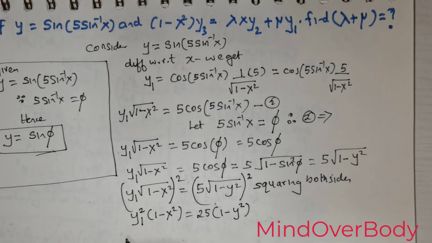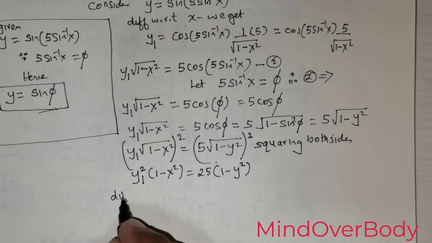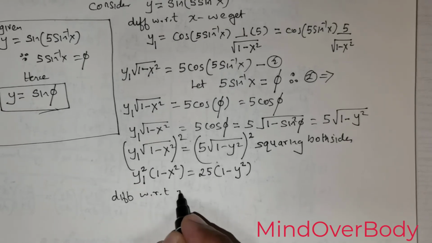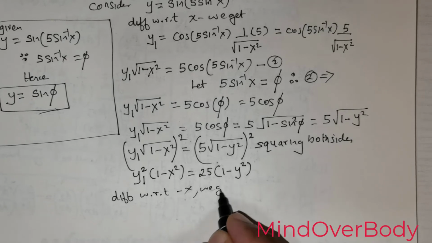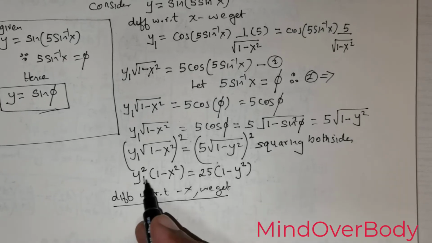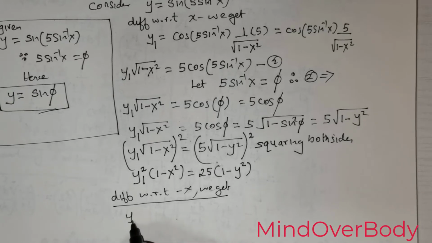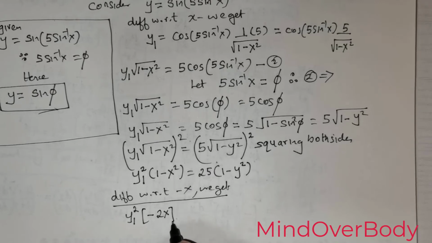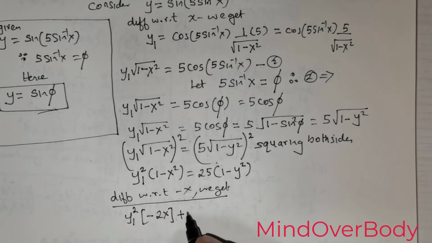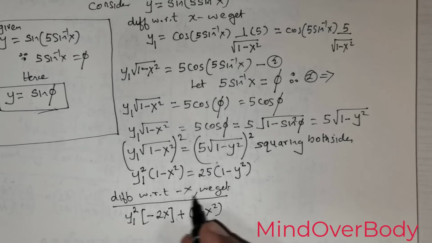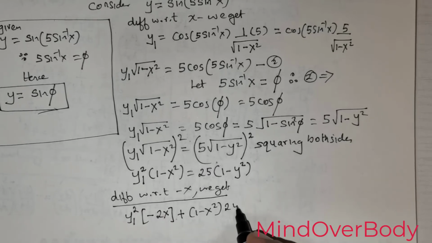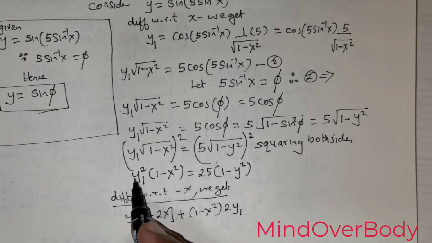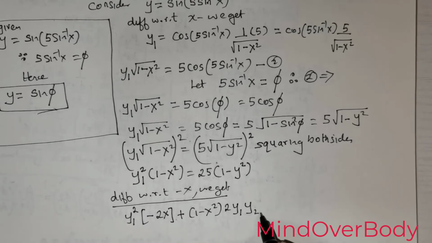So now let us start our differentiation. Differentiating with respect to x, we get, so this is uv. I will start by placing the u. That's going to be y1 squared times the differentiation of 1 minus x squared, which is negative 2x, followed by the differentiation of this quantity. Let me place the 1 minus x squared, and this is going to be 2 times y1 times the differentiation of y1, which gives me y2.